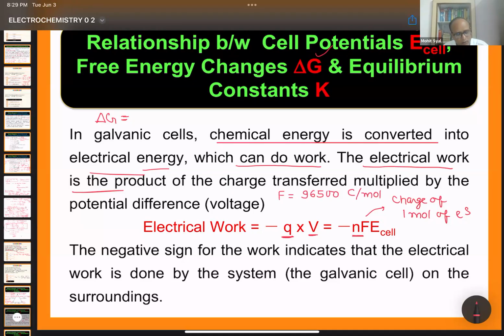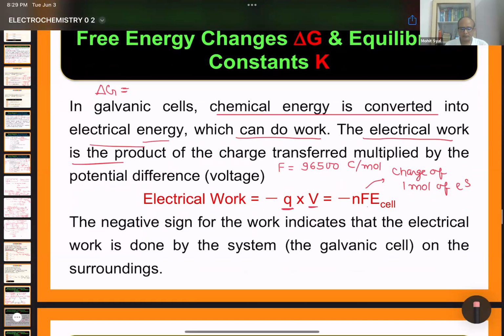And you can find out from the equation. EMF of the cell, you know. So this is the voltage and this is the charge of the electron. You can get the total electrical work which you can get from a cell. You put a negative sign because the work is being done by the cell on the outer system, so the cell is losing its energy to the surroundings. So just remember this formula. The Gibbs free energy change equals minus nF E cell.